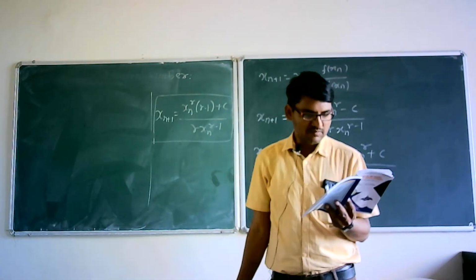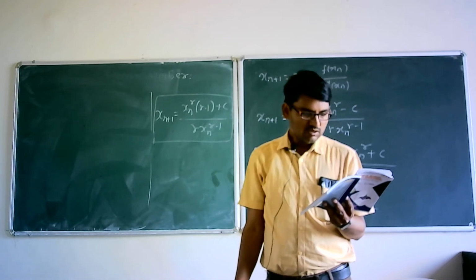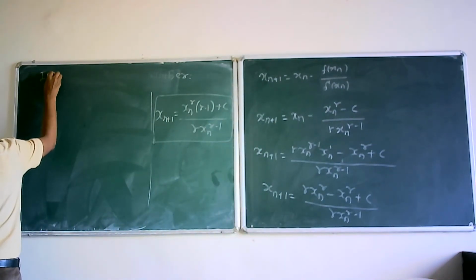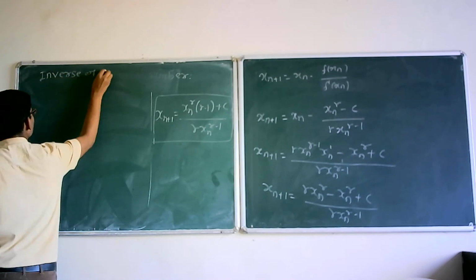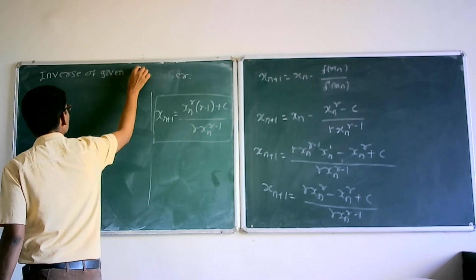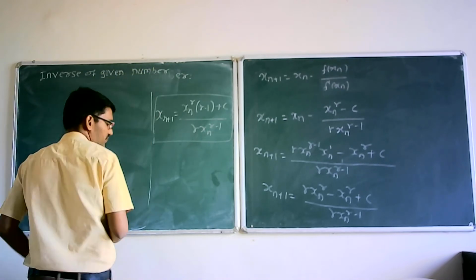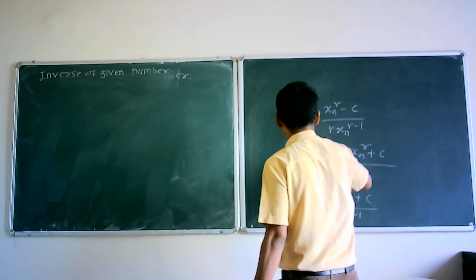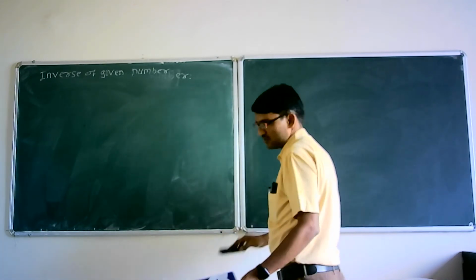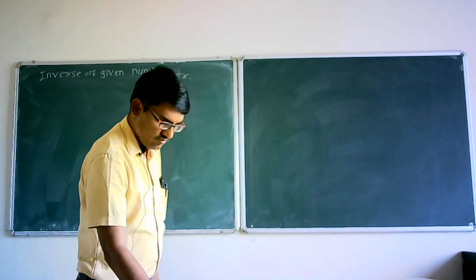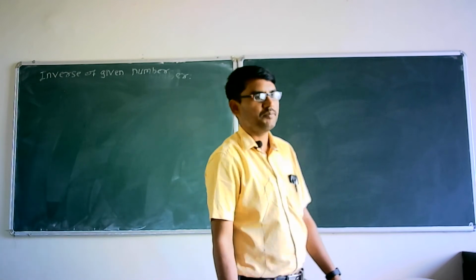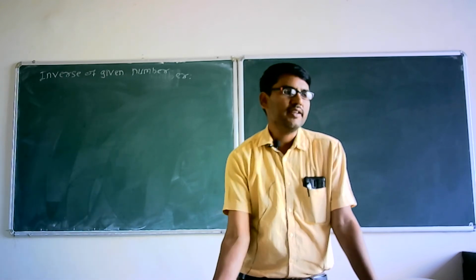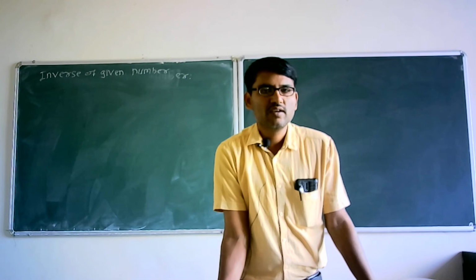Okay. Now next, obtain the Newton-Raphson method to find the inverse of a given number. Now, that is what is meant by inverse. What is the inverse of 2 under multiplication? 1 by 2. What is the inverse of 3? 1 by 3. So similarly, if c is any given number, we want to determine the value of 1 by c by using Newton-Raphson method.